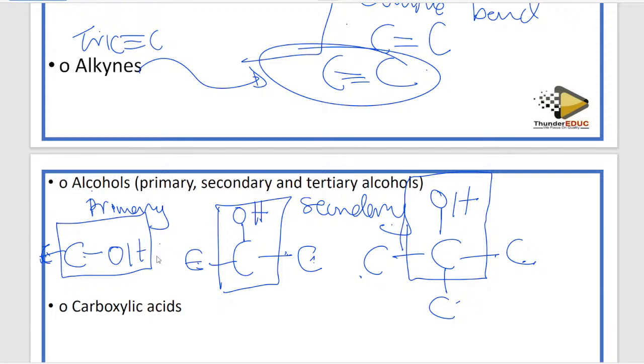So you need to know that the OH is attached to the carbon with one carbon. The OH is attached to a carbon atom with 2 carbon atoms. While here the OH is attached to a carbon atom with 3 carbon atoms. I'll explain this in detail when we reach the alcohols. So don't stress, just keep in touch. If you don't understand, let me know in the comment section.